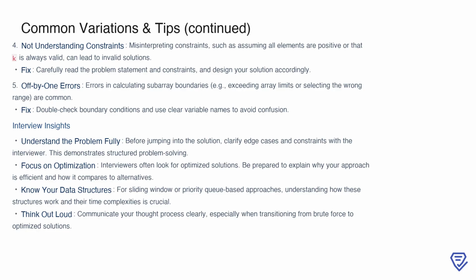Another frequent challenge is misunderstanding problem constraints. For instance, assuming all elements are positive or that k is always valid can result in solutions that fail under certain test cases. To avoid this, carefully read the problem statement and ensure your solution respects all constraints.